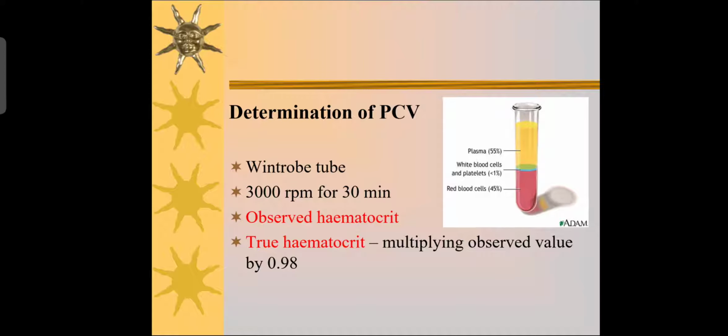So when we centrifuge the blood, you can see the plasma is separated, and the white buffy coat containing white blood cells and platelets, and at the bottom the RBCs are there. That is the packed cell volume, 45%.